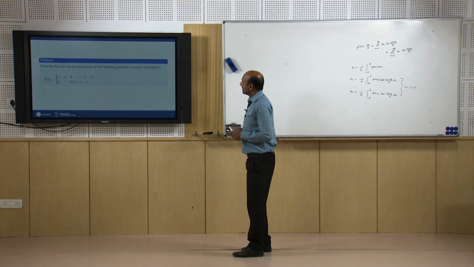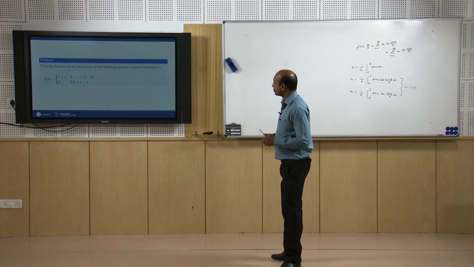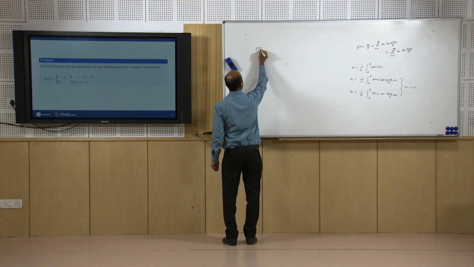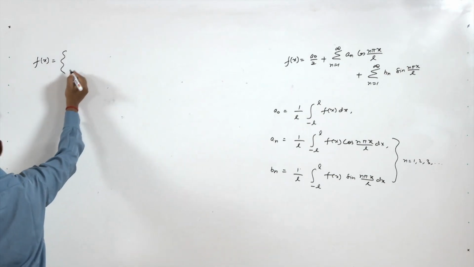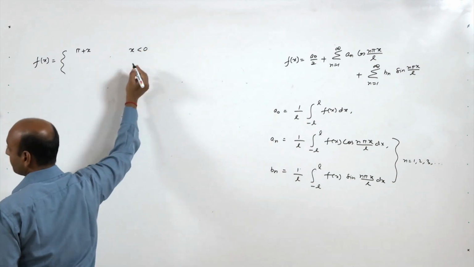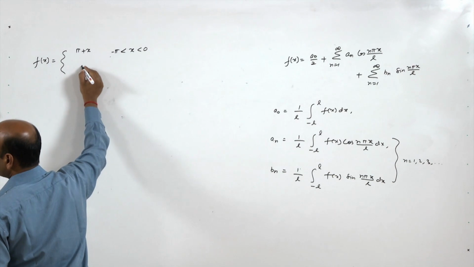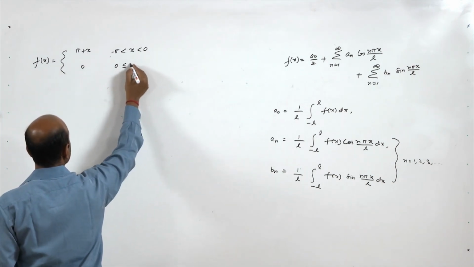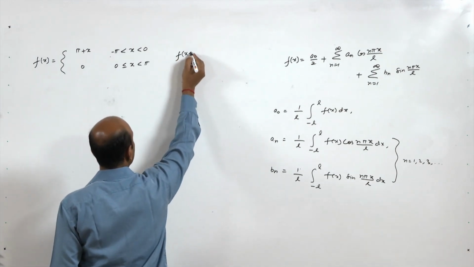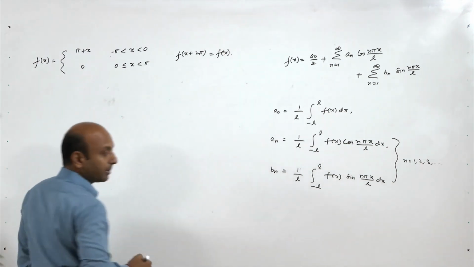Here it is given that the function is periodic and has a period 2L, oh sorry, 2 pi. And what is the nature of the function? The function is pi plus x when x is varying from minus pi to 0, and it is 0 when 0 is less than or equal to x less than pi, and f(x plus 2 pi) is f(x), because the period is 2 pi.